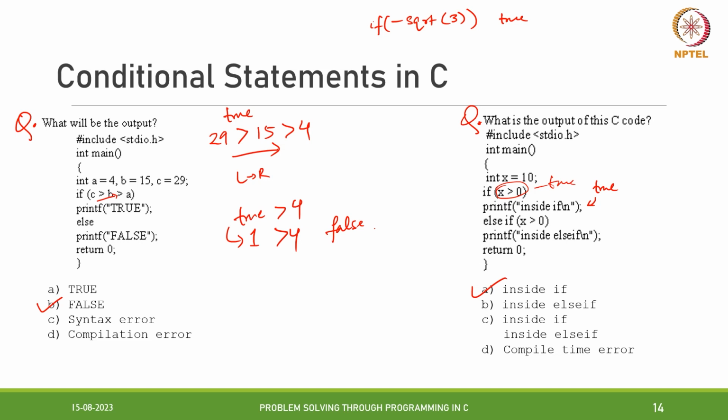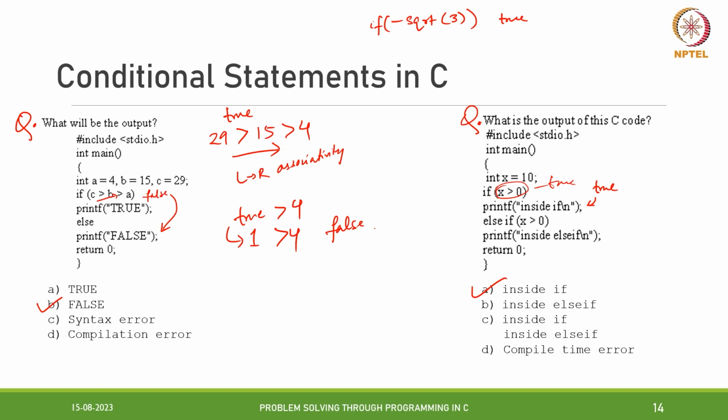Now the associativity says that we should evaluate it from left to right. So we start evaluating it from left to right. So 29 greater than 15, which is true, and true means it's 1, right? And 1 greater than 4 is false. So overall this expression turned out to be false.